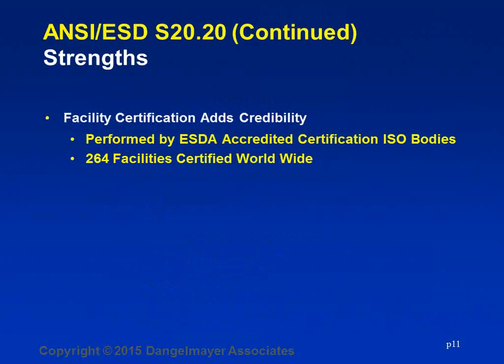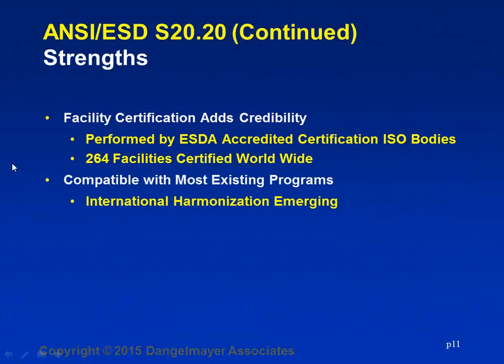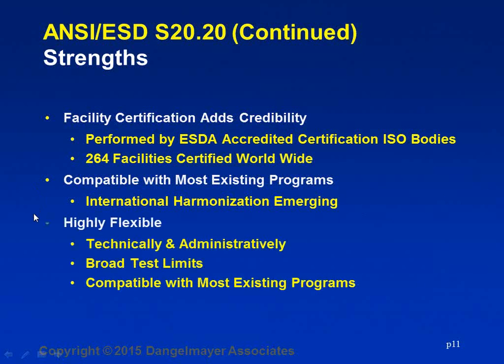It also allows the certification process adds credibility to the document and helps companies communicate with each other to certify the extent to which they have committed to the document. To date, there are 264 facilities worldwide that have been certified. It's compatible with most existing programs, and there is an international harmonization emerging. It's highly flexible and has broad limits both technically and administrative requirements.